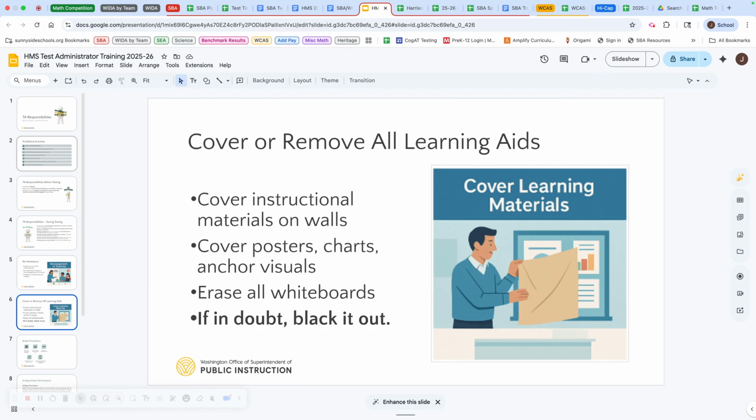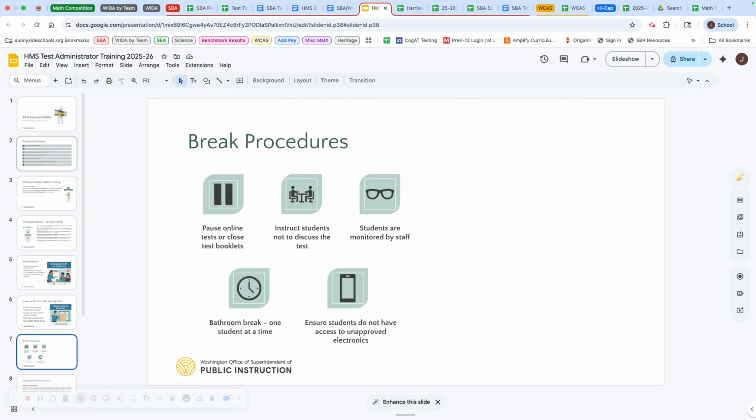A third time, cover or remove all learning aids. Cover instructional materials on the wall. Cover poster charts, anchor visuals. Erase all whiteboards. If in doubt, black it out.